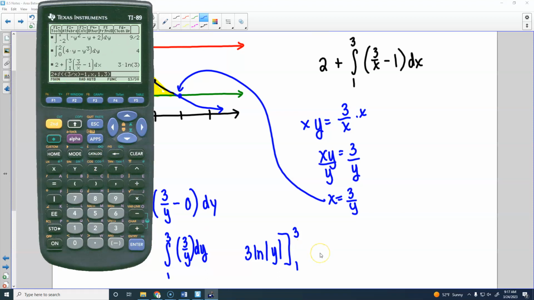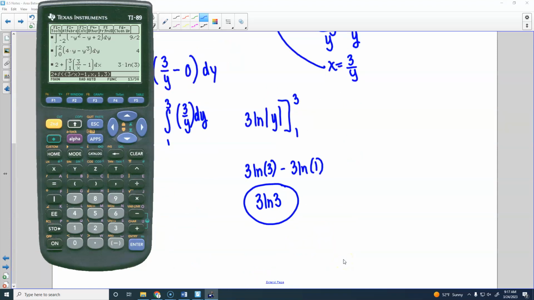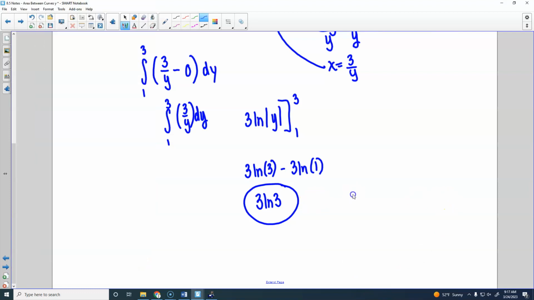3 natural log 3. Yeah, so same thing. It can be done either way. There's not going to be anything telling you you have to do it in terms of y. But if you notice that it's easier that way, that will help you. Okay, questions on that part?